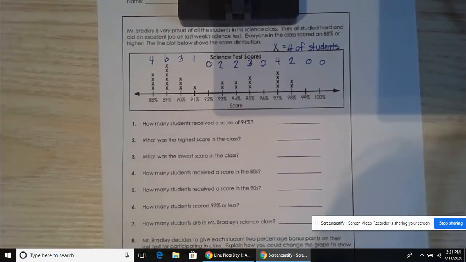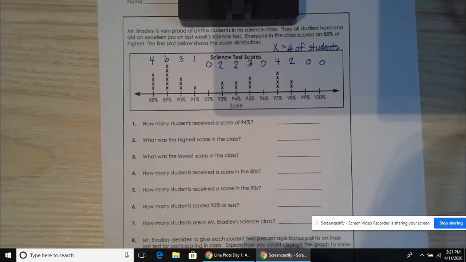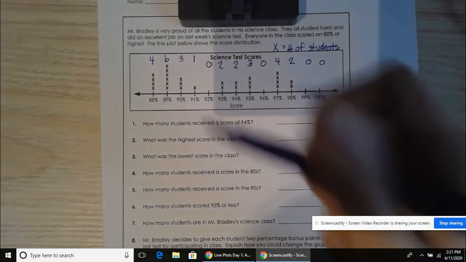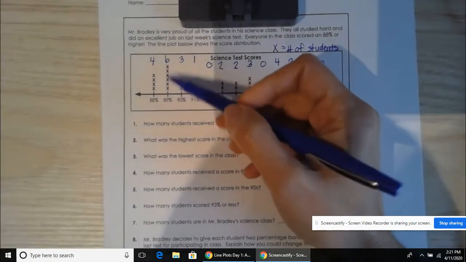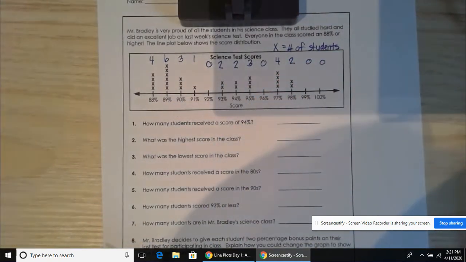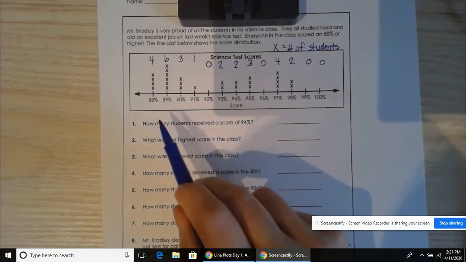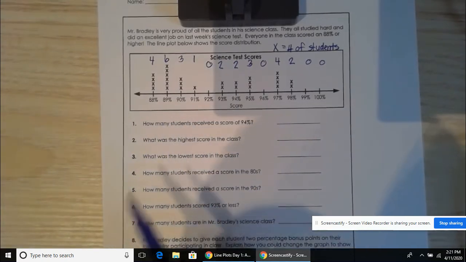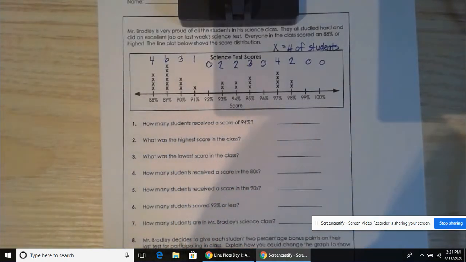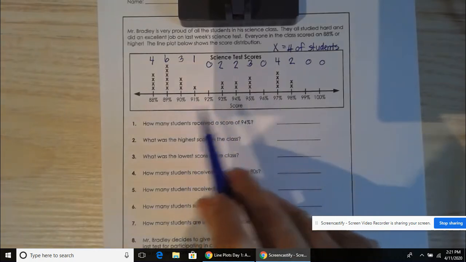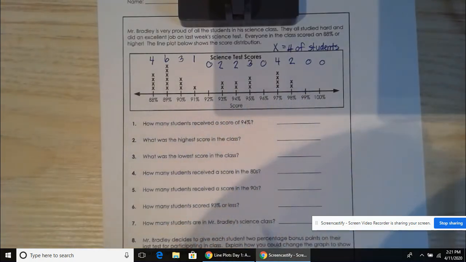Before we start answering the questions, it's always a good idea to think about any observations you're seeing so far. So far, I'm seeing that 89%, 6 students received, which is the highest number of students that received a score of 89%. Then we have 97%, and then there's other students that received other scores in between. So let's take a look at our first question.